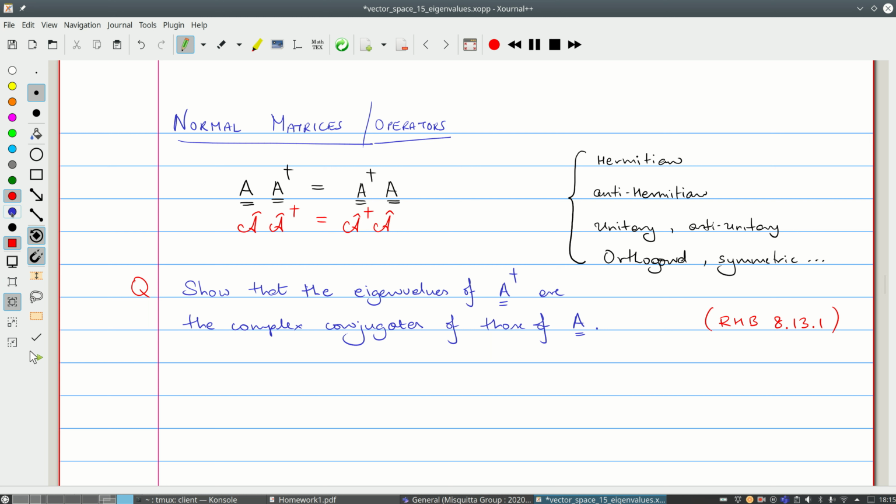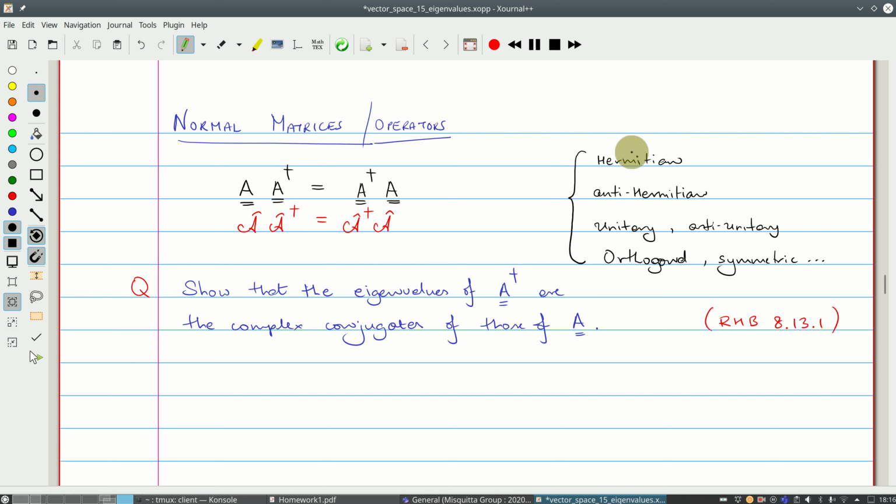Just to remind you again, every operator has a matrix form once you introduce a basis. Now Riley, Hobson and Bence are going to prove some of these results using the matrix form. I'm going to show you the proofs using the operator form. And I hope you will go and look back at Riley's book and see that there's a one-to-one mapping between every step in these proofs.